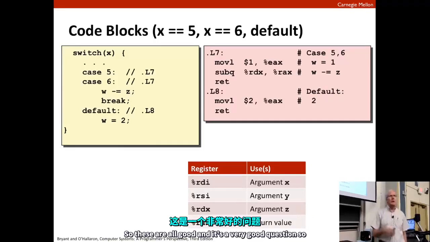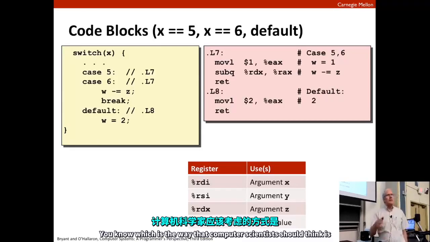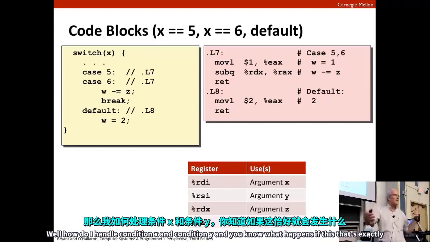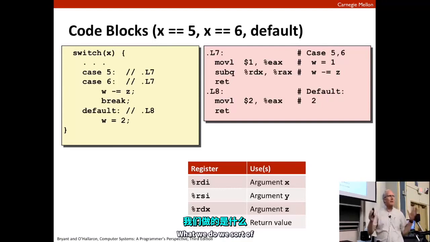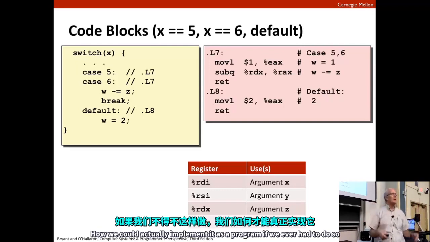These are all very good questions. You're starting to think the way computer scientists should think: you take some idea you've seen one case of, and ask how do I handle condition X and condition Y, and what happens if this? That's exactly what we do. We're never happy with a simple explanation. We want to understand how we could actually implement it as a program if we ever had to.